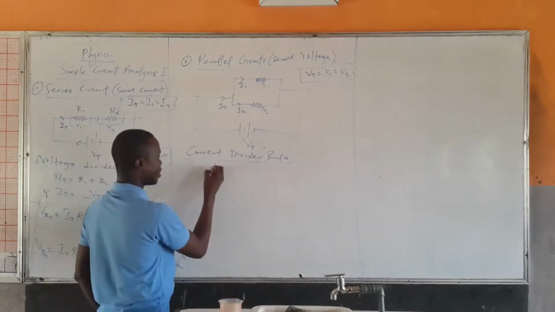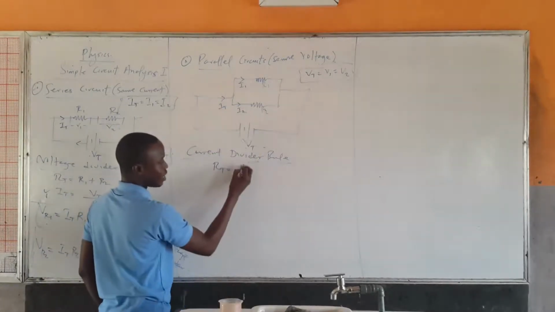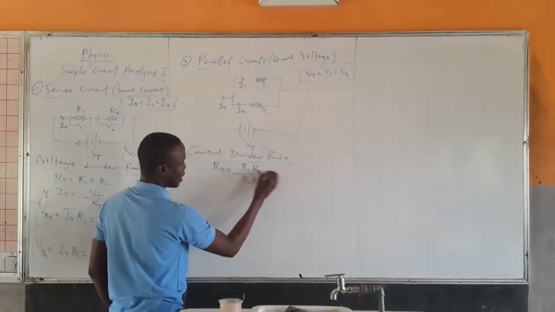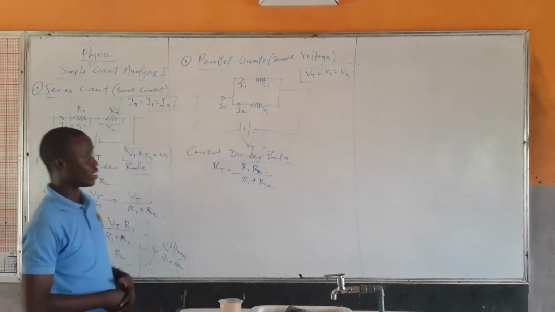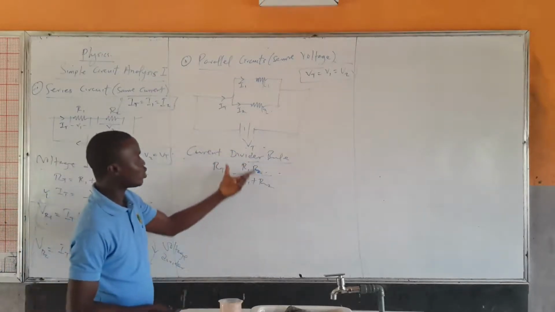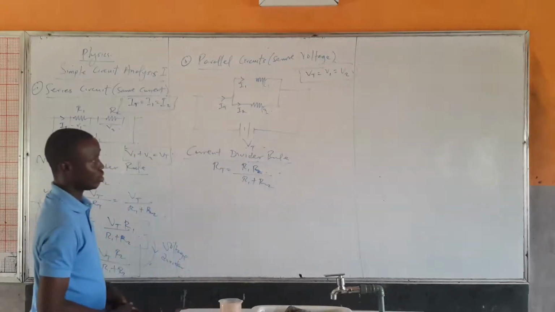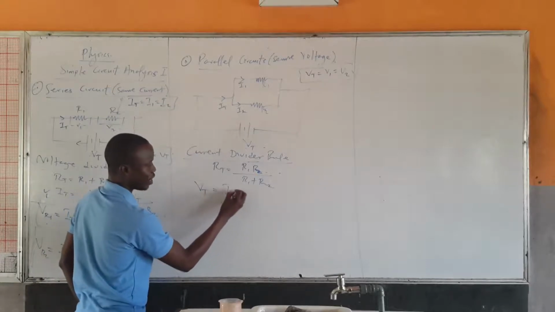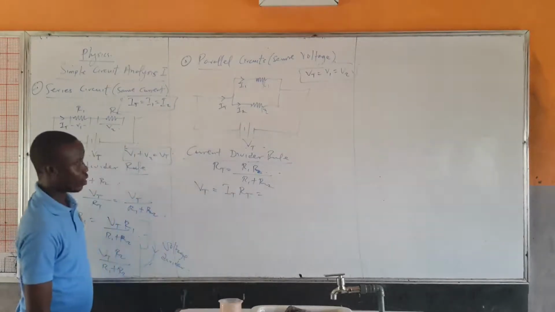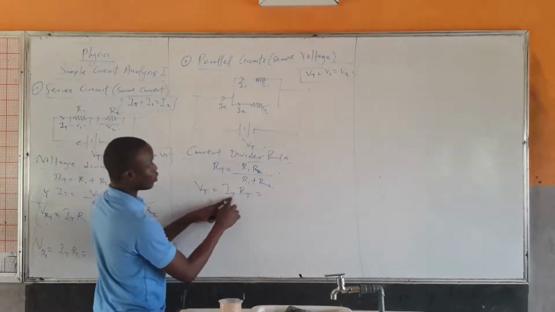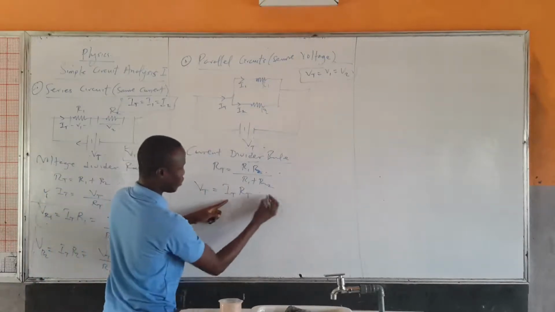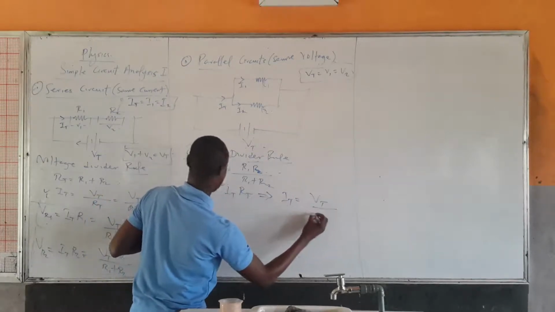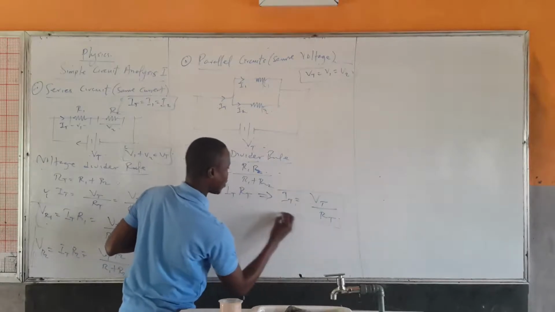Can I get the total resistance? R total for the two resistances is R1 R2 over R1 plus R2. This is the R total across the two resistors. So can I get the voltage across the two resistors? The voltage across the two resistors, since they are the same, is V total. Don't forget V total is I total times R total. Remember, I total is current. From here, I can get the I total as V total over R total. This is the I total.